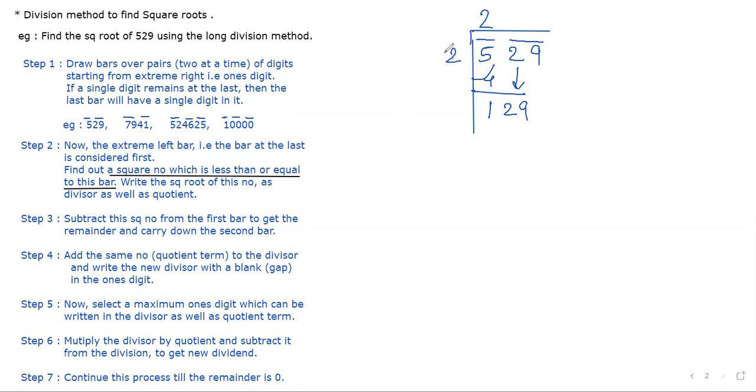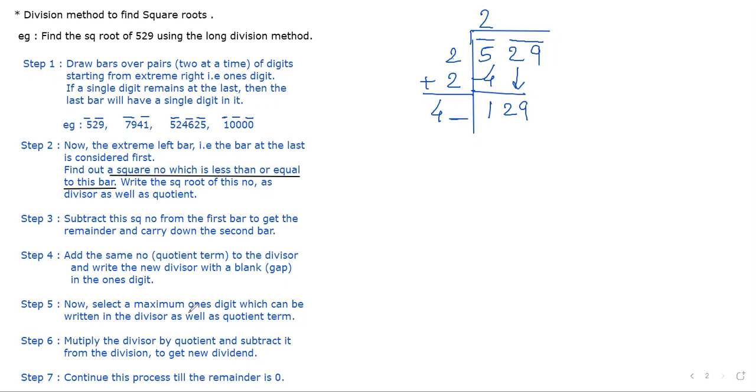Add the same number, the quotient term 2, to the divisor. So the divisor was 2, add a 2. You wrote 2 twos are 4, so add a 2. Write the new divisor with a blank in the ones. So 2 plus 2 is 4 with a gap. 4 with a gap at the ones digit.